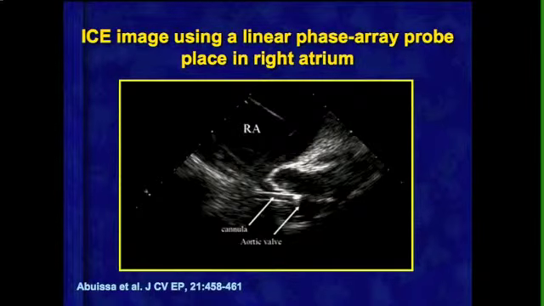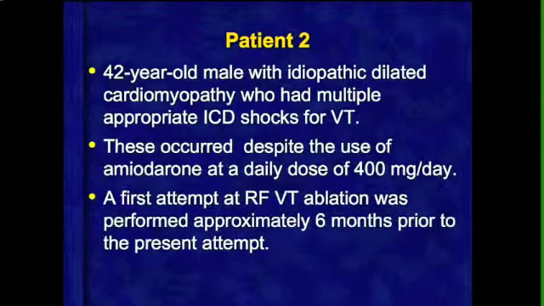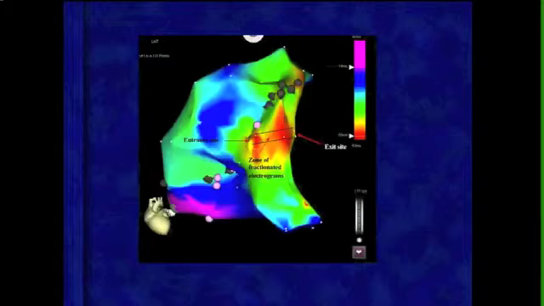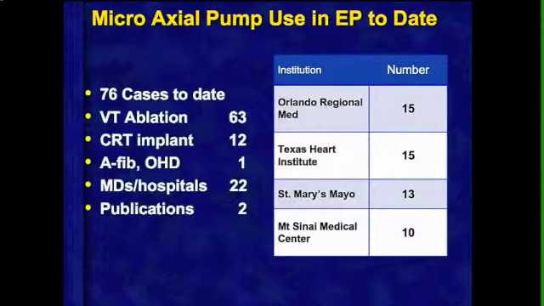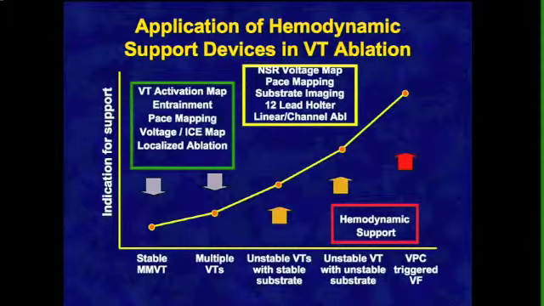We use ultrasound a lot to tell us what's going on. Second patient had idiopathic dilated cardiomyopathy, and he mapped out, but every time we tried to induce him, he dropped his pressure. With the system, we were able to get enough support so that we could map. And actually, it worked out very, very well. Well, back when I looked at this initially, there had been the first 76 cases. You can see why they were ablated. Orlando Regional had done 15, Texas Heart 15. We had done 13, and Mount Sinai had done 10, and the outcomes were fairly reasonable.